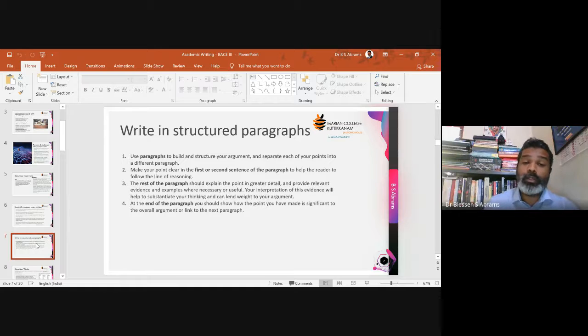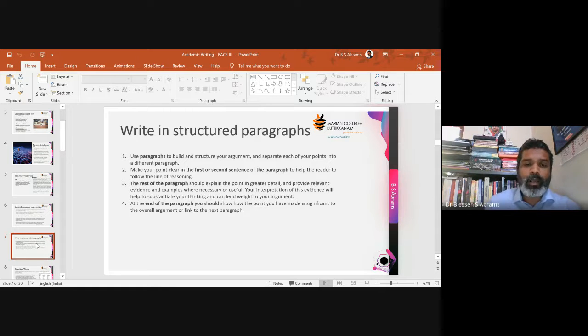But the introduction should be valid. As I mentioned before, the introduction should be your understanding of the topic, of the question. You have to paraphrase the question in the introductory paragraph. And in the conclusion, your opinion should be there, plus the openness, the hypothesis. And for the paragraph, as mentioned before, the first or second sentence should be the topic sentence with a very valid point there.